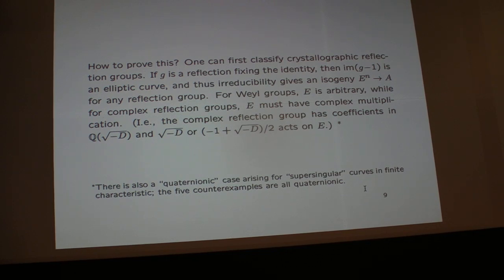So the upshot is that any crystallographic reflection group acting on an abelian variety is going to give rise to a real, complex, or quaternionic reflection group acting in GL_n of the appropriate algebra.